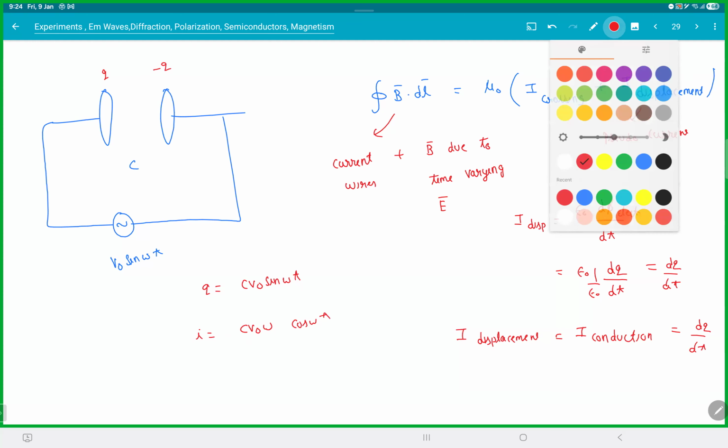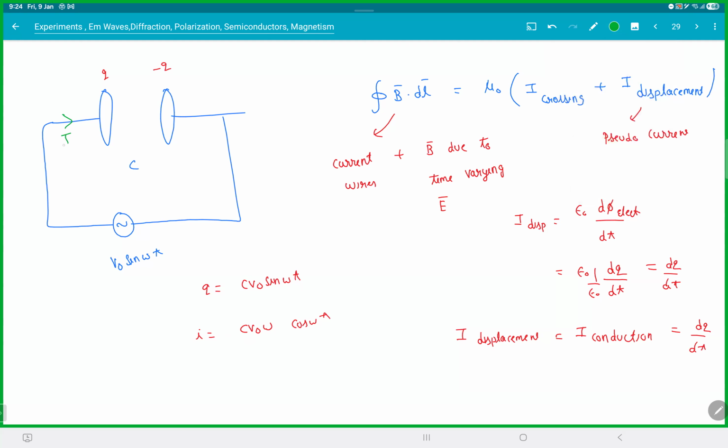So the concept was this: the current which is crossing here is called conduction current. This is also conduction current. So here I displacement is 0, but there's a conduction current. Between the plates, in reality, there's no current. So I conduction is 0, but there's an I displacement current. The system behaves as if somehow the current is passing between the plates as if there is a wire. That's why we call it a pseudo current. You cannot measure it with an ammeter, but mathematically it works.